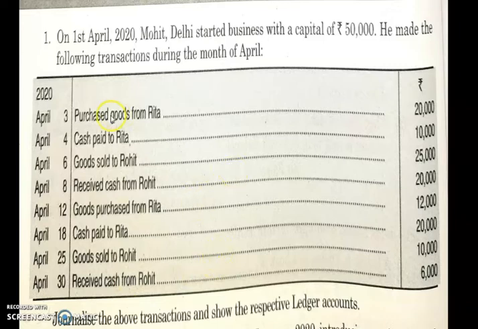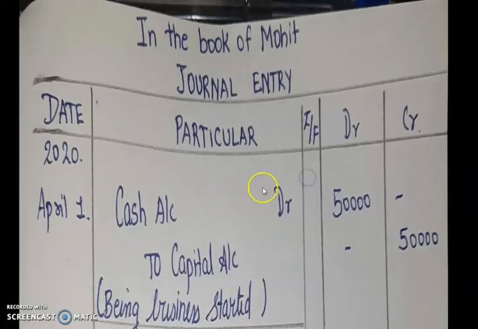Looking at this problem, journalize the above transactions and show the respective ledger accounts. This is the requirement of the question. Now let us do a journal entry for each of these transactions and then we will think about posting the same in the ledger. So the first entry is started the business. As you know, when we start the business, what will be the first journal entry?